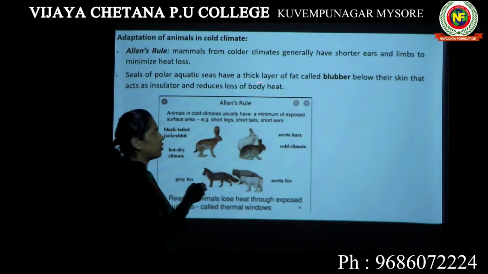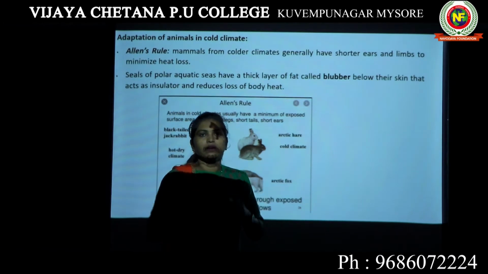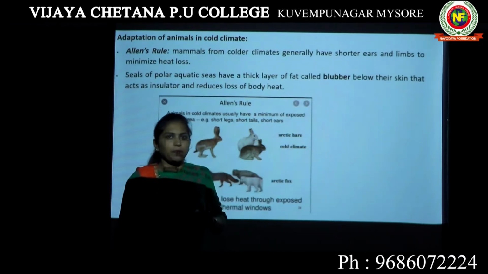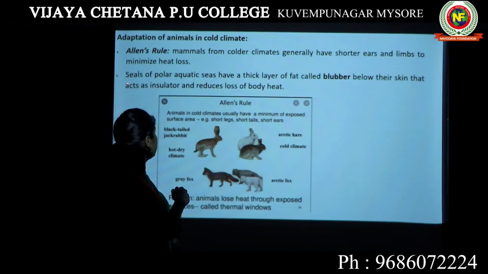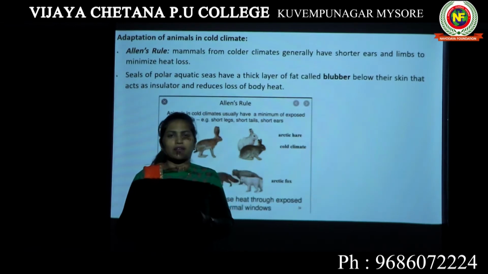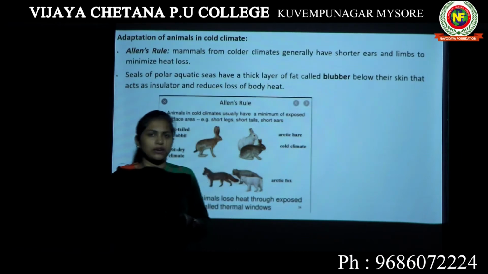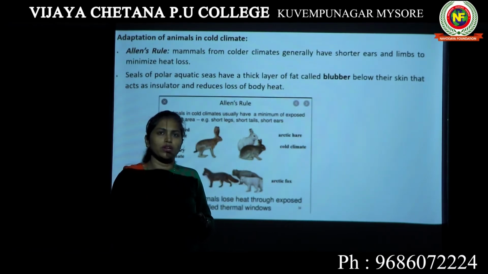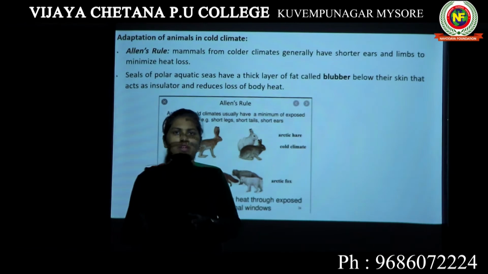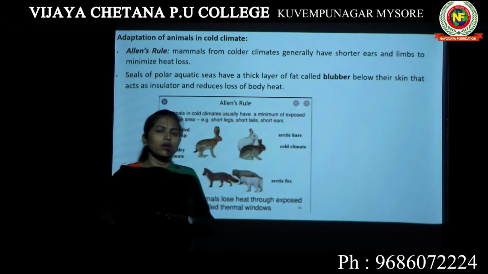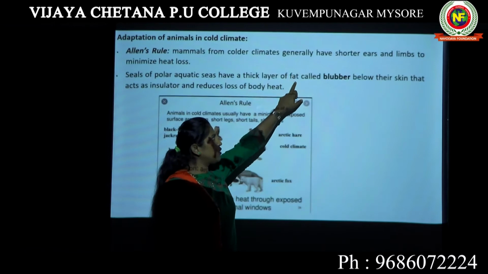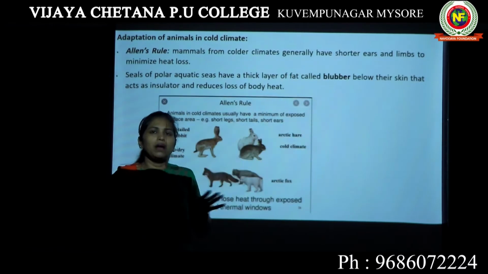Why is this blubber, this layer of fat, present just below their skin? This layer acts as an insulator. An insulator is the mechanism used in your thermos or flask. A flask is made up of insulators. That is the reason when you put hot water or cold water into the flask, it remains hot or cold respectively for a very long time. In a similar way, just below their skin, seals have a layer of fat called blubber, and blubber acts as an insulator.